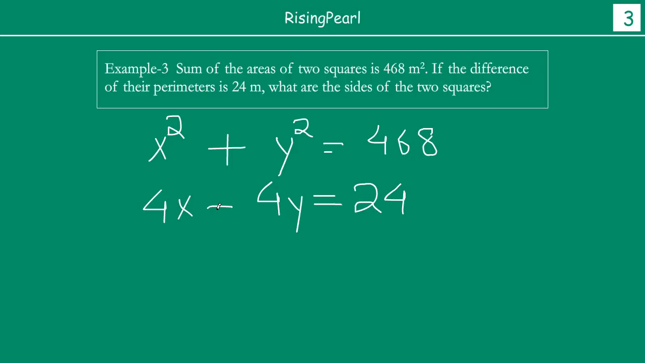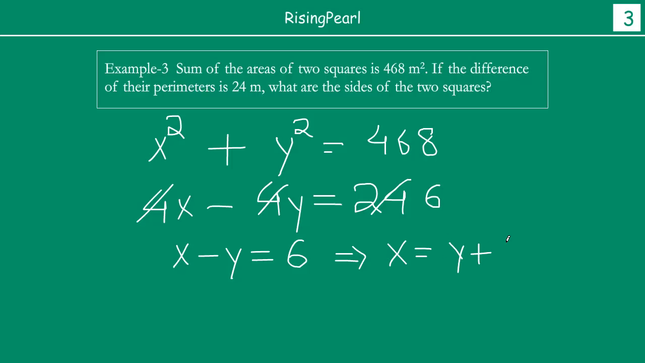That is what is given. So again, from here you can find out that 4 can be taken as common, so you will get x minus y equal to 6, right? So 4 will cancel out, dividing both sides by 4. 24 divided by 4 is 6. So from here you can simply take the y on the other side, and say x is equal to y plus 6, right?